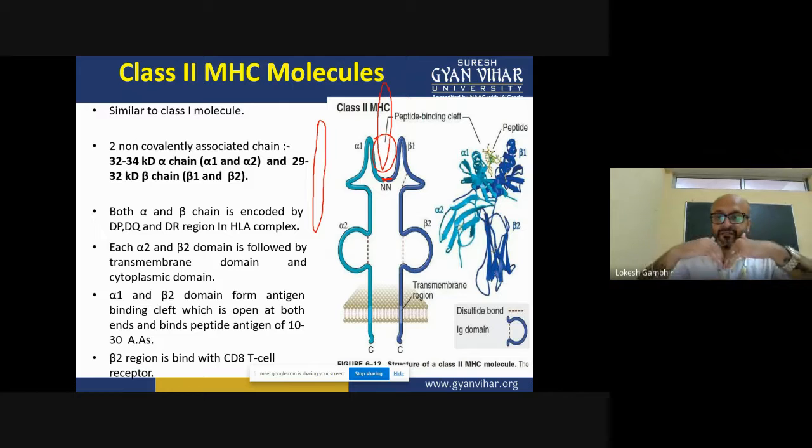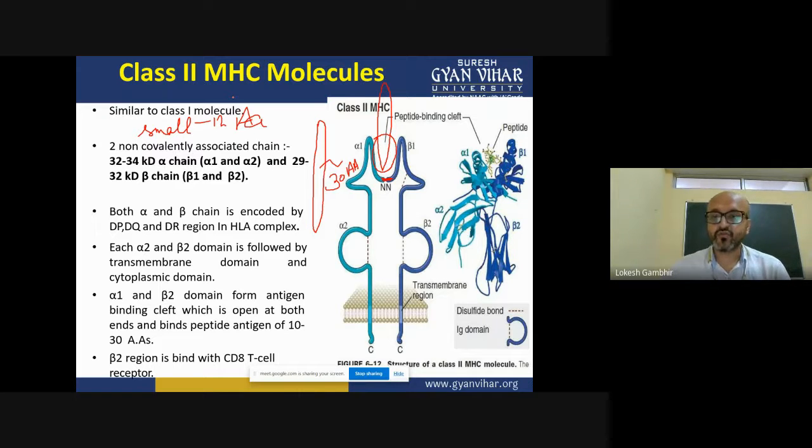In class 1 the cleft is closed, so the peptides which are binding to the class 1 molecule are small antigenic peptides. Antigens, after being processed, are converted into small fragments and then only they can associate with class 1. But when we are talking about class 2, the relative length of the peptide antigen is increased and it can bind to as great as 30 amino acid antigen, whereas in class 1 the length is around 12 amino acids. So you see that is the difference. It can accommodate the larger region.